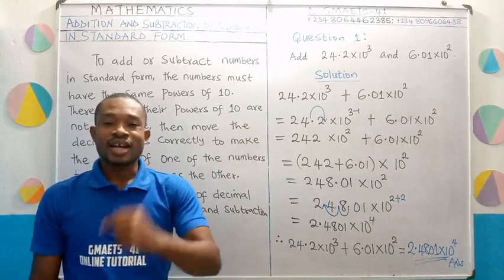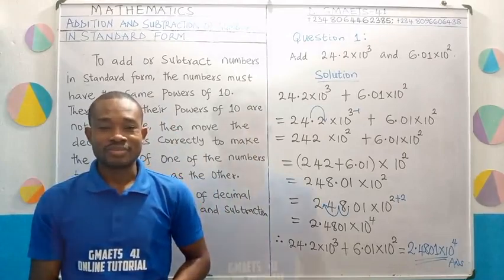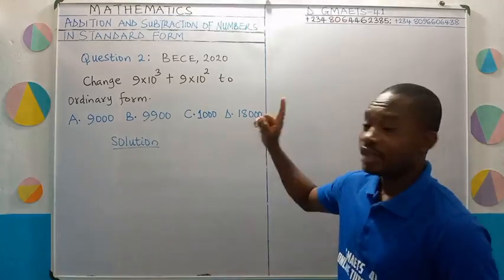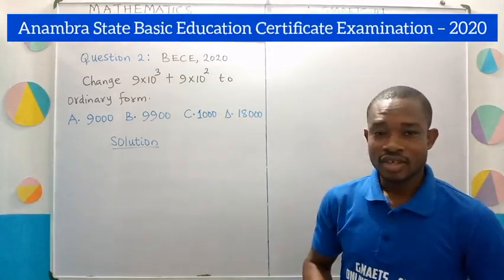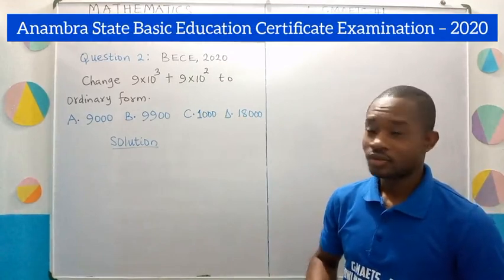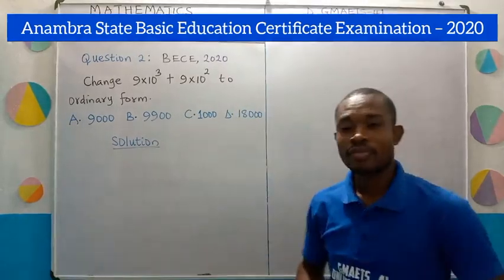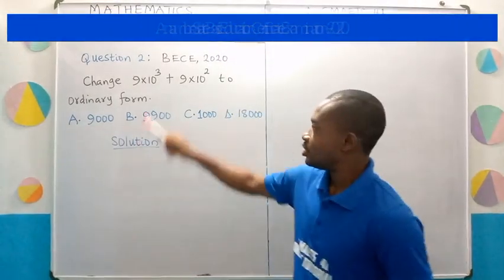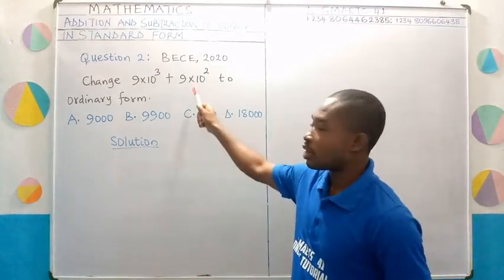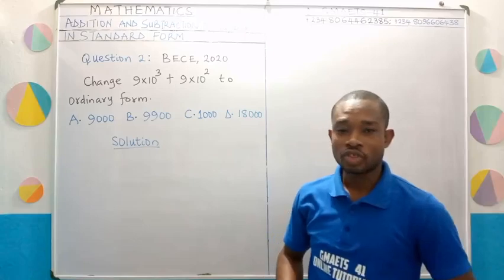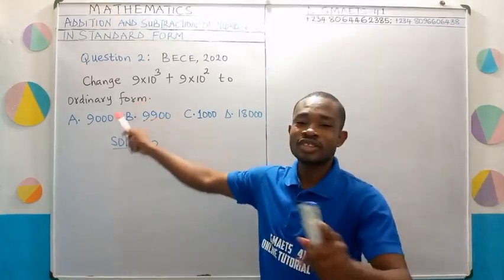We're going to look at our second question now. Our second question is a Basic Education Certificate Examination question, 2020. And the question reads, change 9 times 10 to the power of 3 plus 9 times 10 to the power of 2 to ordinary form.